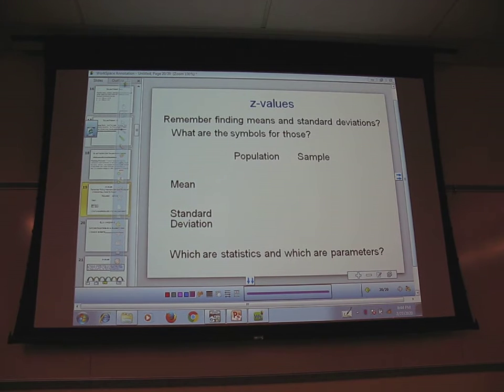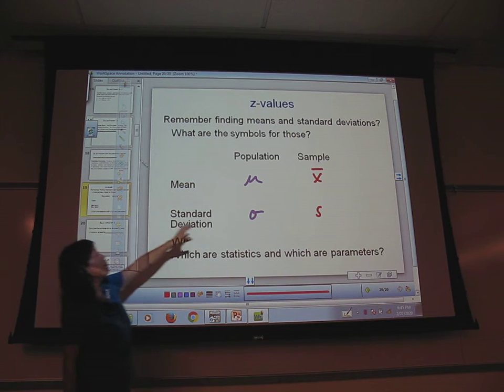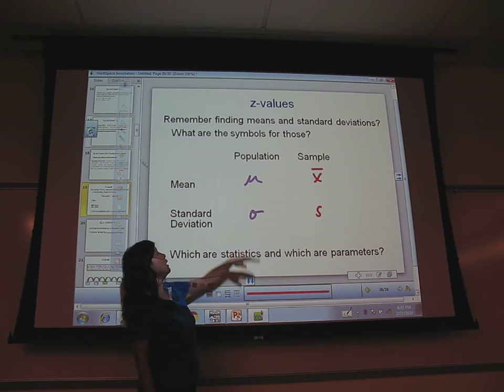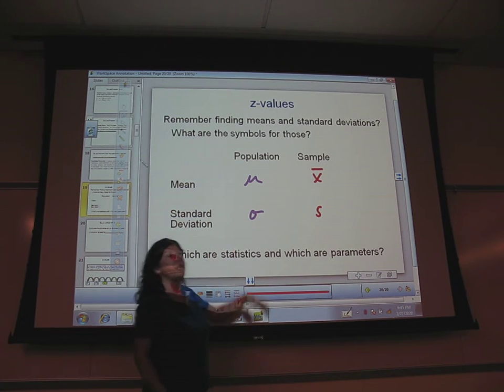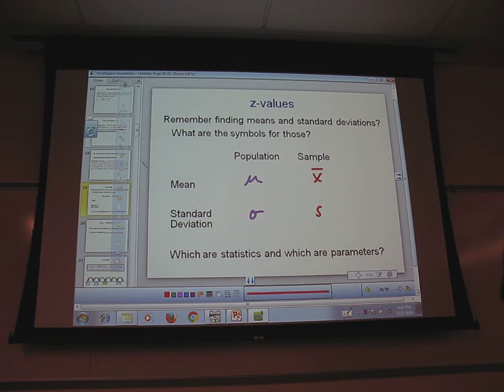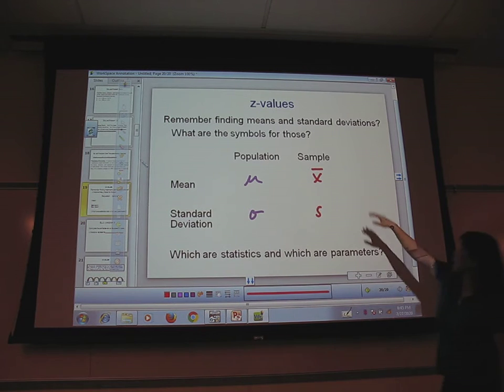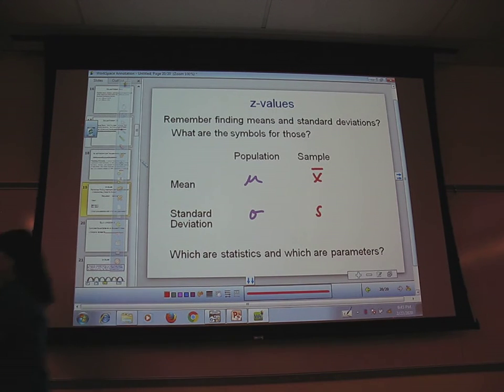Remind ourselves really quickly. What's our symbol for our population mean again? Mu. Population standard deviation. Sigma. Great. Sample mean. X bar. Good. And sample standard deviation. S. Great. Don't forget, these guys are parameters. So mu is a parameter. Sigma is a parameter. They are the population mean or the population standard deviation. Any population whatevers, those are parameters. These guys are statistics, x bar and s.